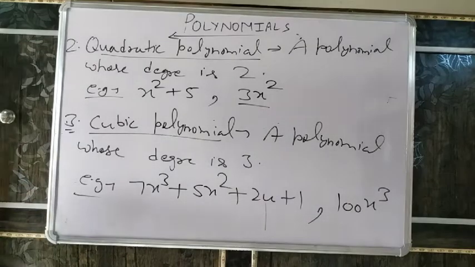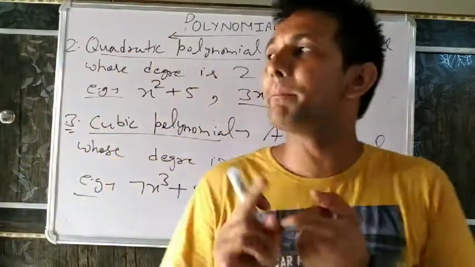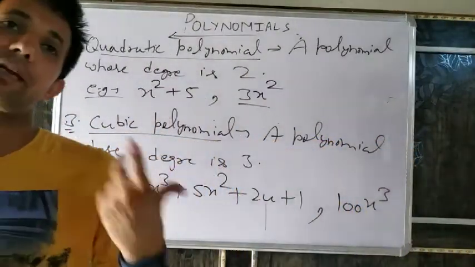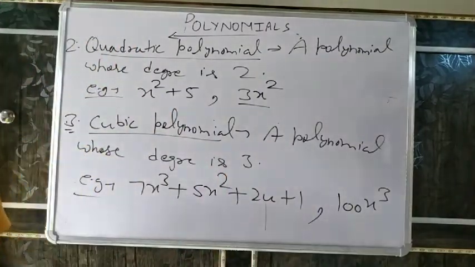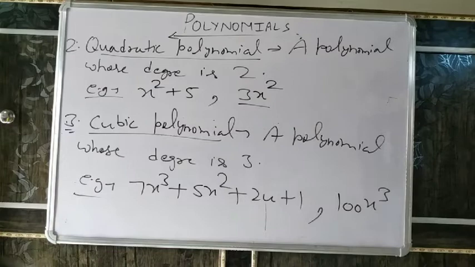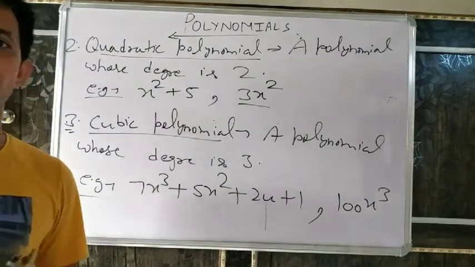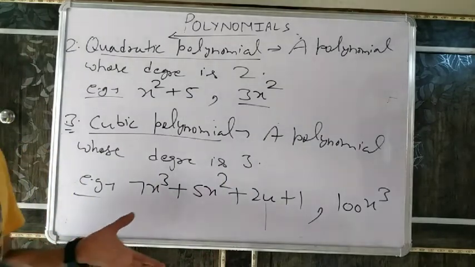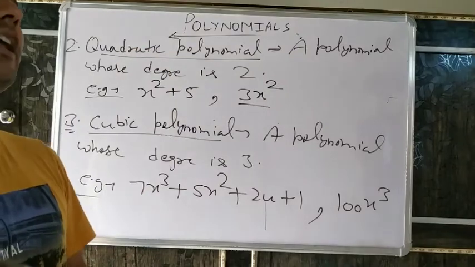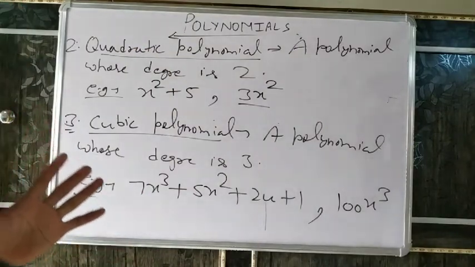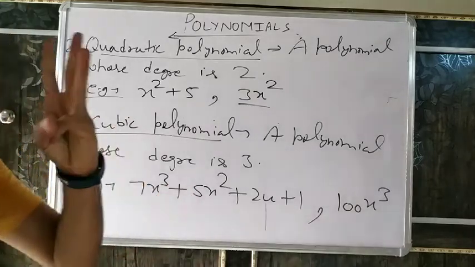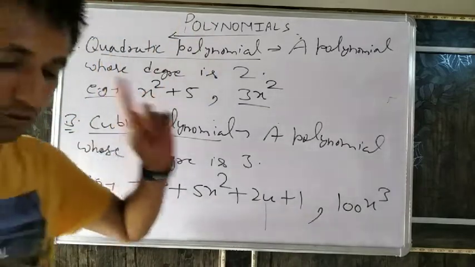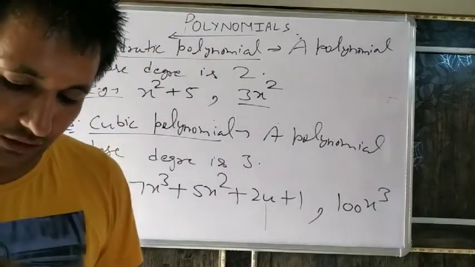Understand? So the algebraic expression is important. What is it? A combination of variables and constants. After this, polynomial. What is a polynomial? An algebraic expression having more than one term. One term is called a monomial. So different types of polynomials: monomial, binomial, trinomial. Understand? Next is polynomial. What is degree? The highest power of the variable is called the degree. So there are three types of polynomial: linear polynomial, degree 1; quadratic, 2; cubic, 3. Understand?